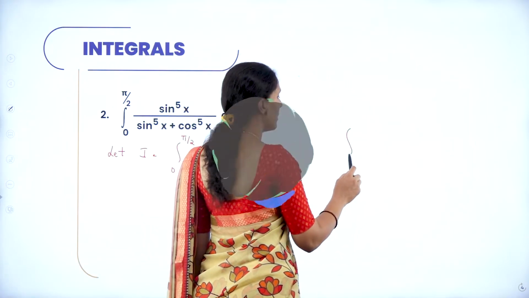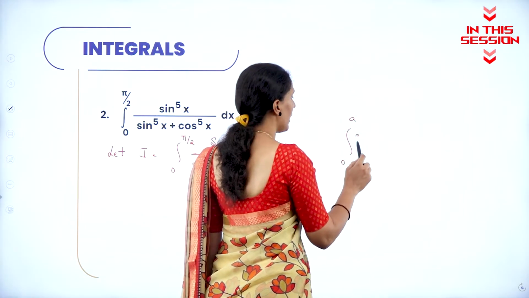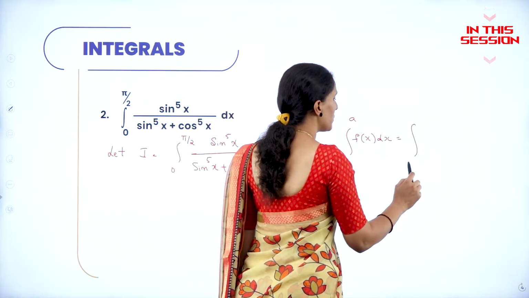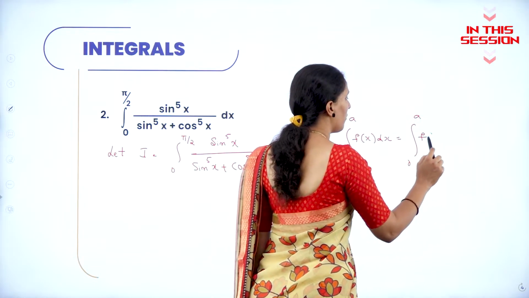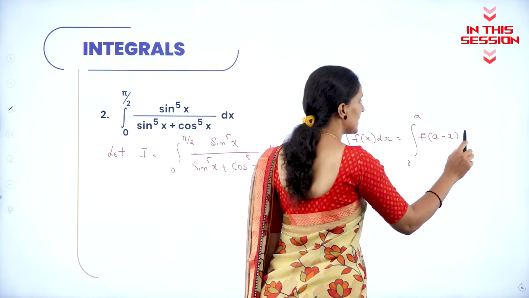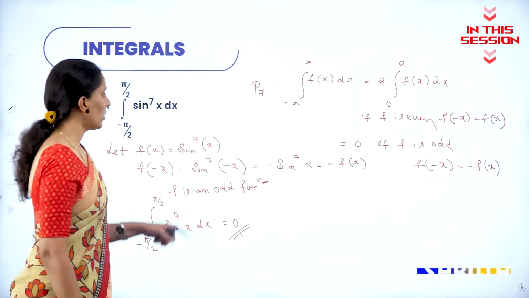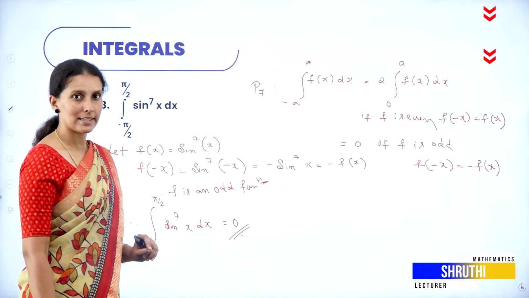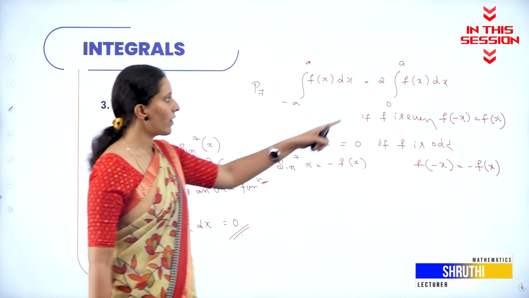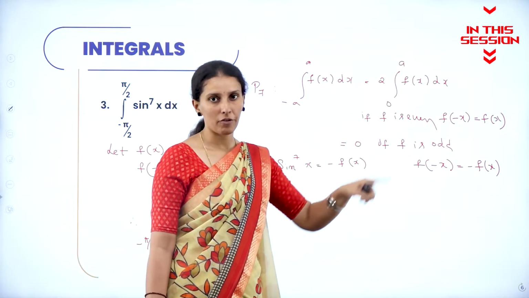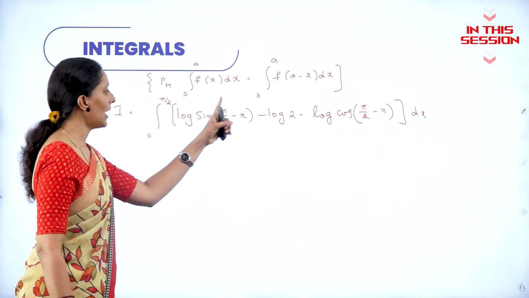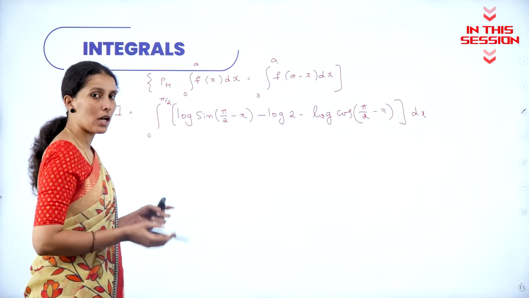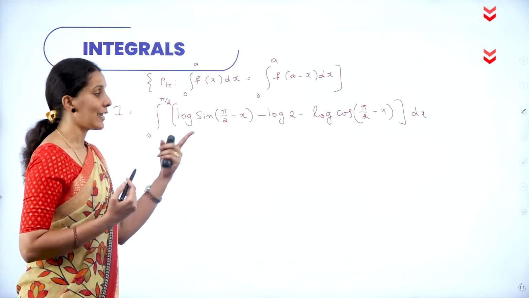If you have integral 0 to a f of x dx, this is also equal to integral 0 to a f of a minus x dx. If you show that the given function is odd, then you can write it easily as 0. If it is even, then you can write it as 2 times integral 0 to a f of x dx. Now using allied angle property, sin pi by 2 minus theta is cos theta, cos pi by 2 minus theta is sin theta.